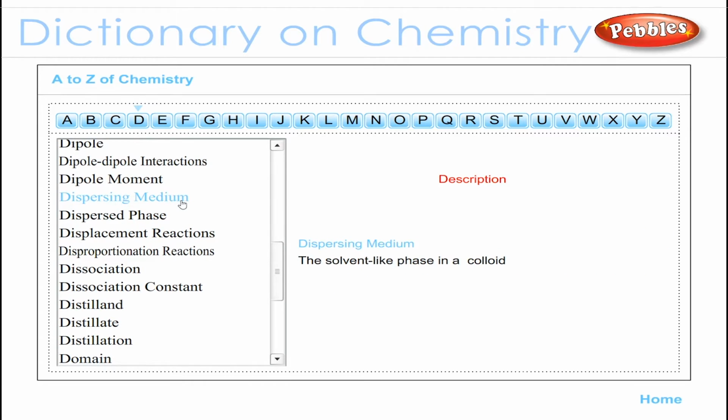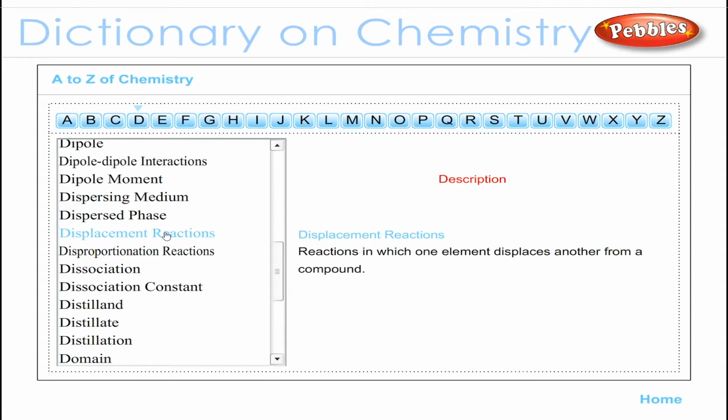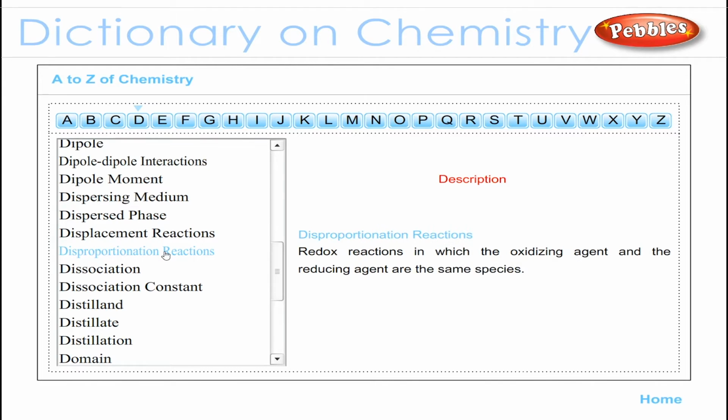Dispersing medium, the solvent-like phase in a colloid. Dispersed phase, the solute-like species in a colloid. Displacement reactions, reactions in which one element displaces another from a compound. Disproportionation reactions, redox reactions in which the oxidizing agent and the reducing agent are the same species.